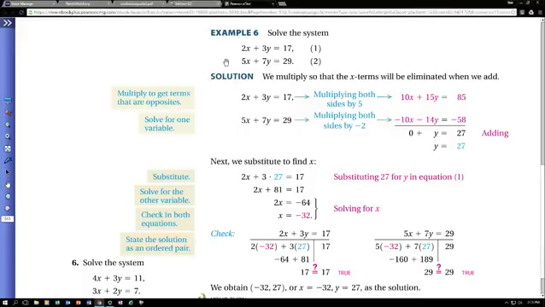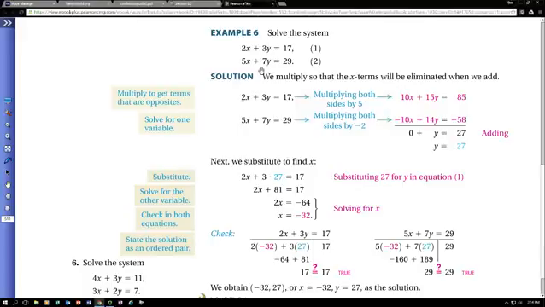Example 6. Now here we have a scenario where there's no real true multiples. The other one had a multiple of 4y to get it equal to the additive inverse of 8y, just a pretty simple multiple deal. Here's a case where I may need to manipulate both equations to create a situation where I have additive inverses in the terms. So I have 2x plus 3y equals 17 and 5x plus 7y equals 29.